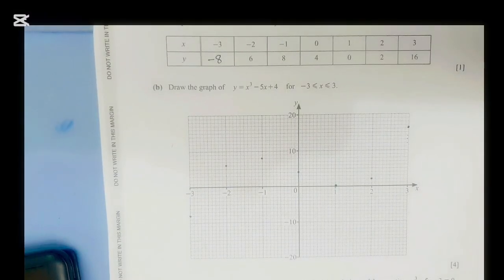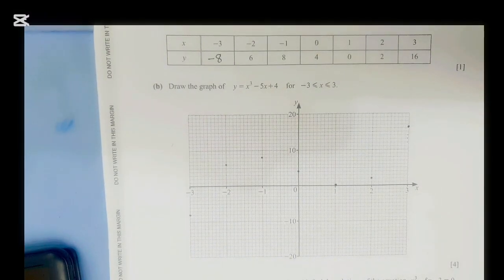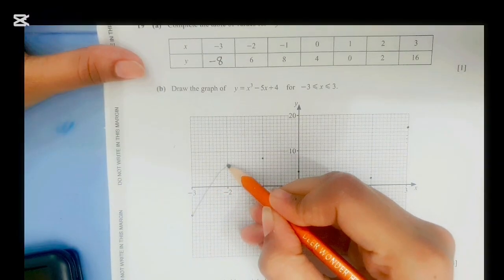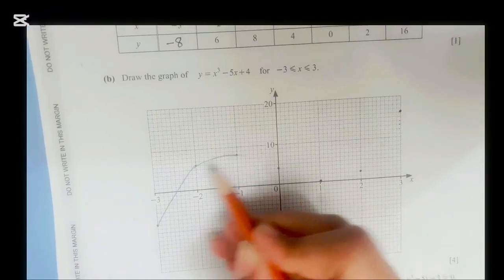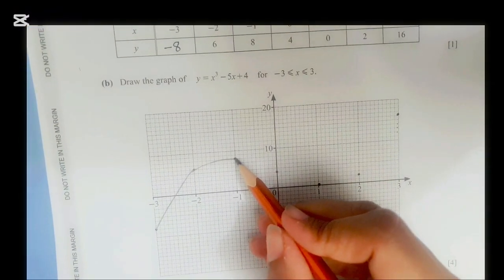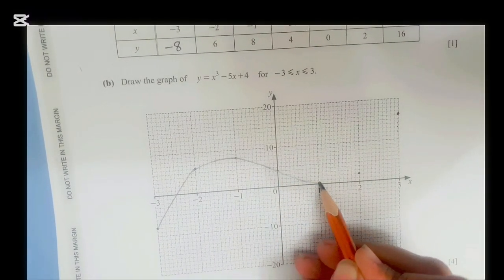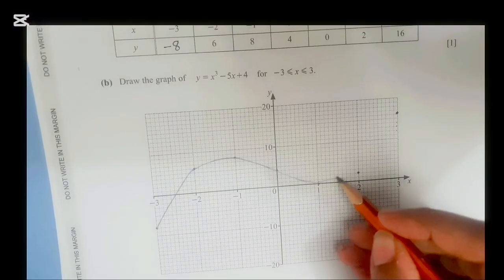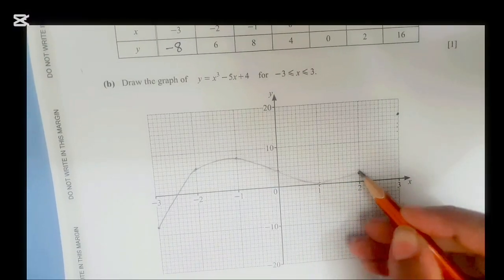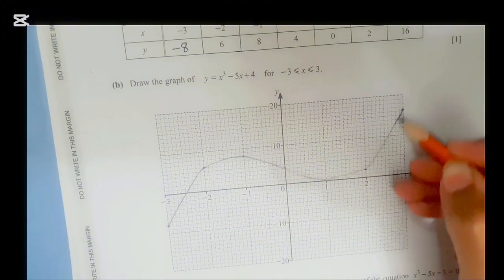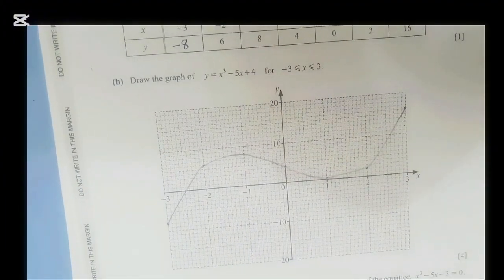So now we have to draw the graph. I'm making it. You can join all the dots and make a line, make a graph. This is a graph. Okay, we have done part B.